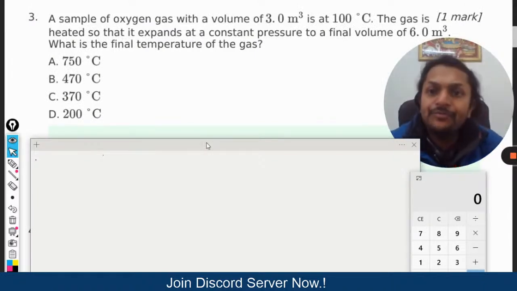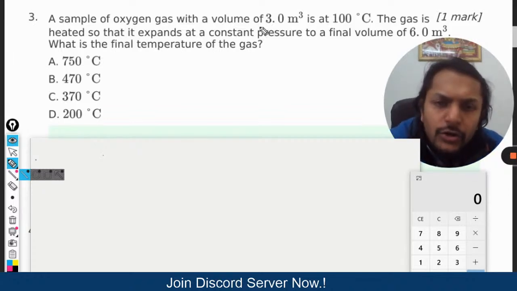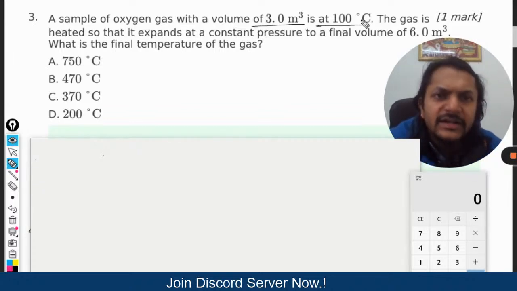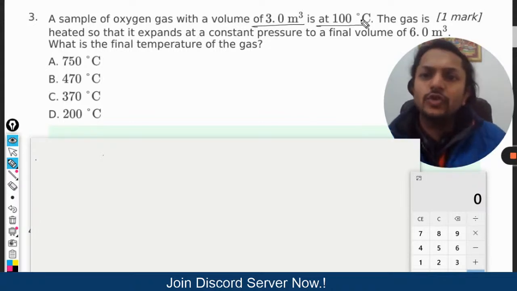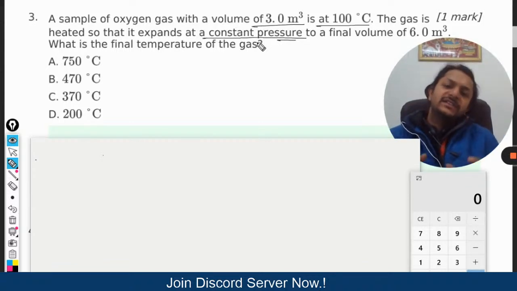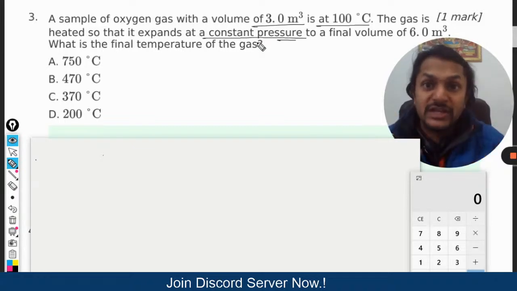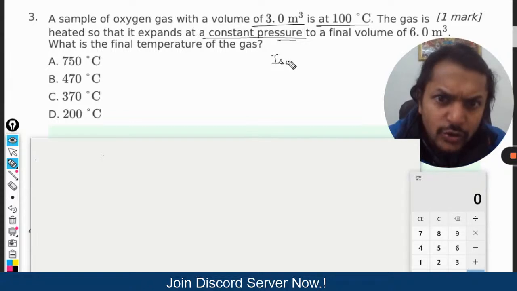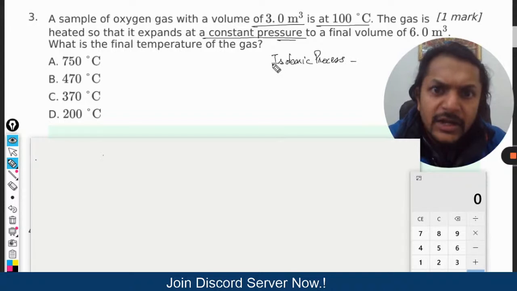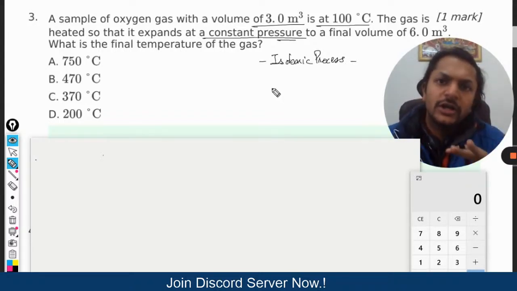Okay, dear students, let us see how to do this question. A sample of oxygen gas with a volume of 3 meter cube is at 100 degrees centigrade. The gas is heated so that it expands at constant pressure. So the gas is there in the container at state number 1, and now it follows a process, and the process is constant pressure, which is given a special name, known as isobaric process. What happens in isobaric process is that pressure does not change for the gas.